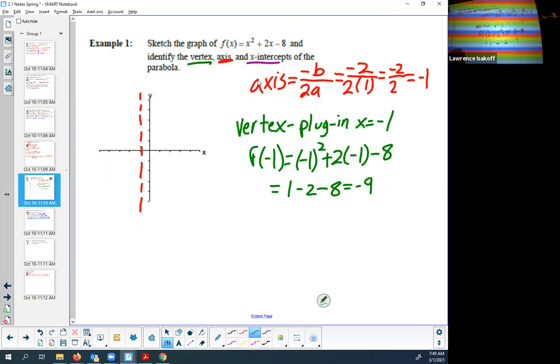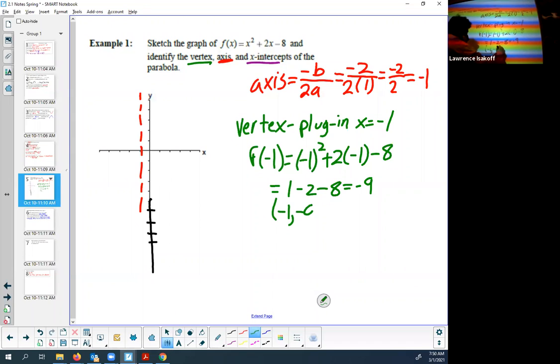So, that is going to require a lot more space than we have here. So that's 1, 2, 3, 4, 5. Let's extend this down. 6, 7, 8, 9. That looks close enough to evenly spaced. So my vertex is negative 1, comma negative 9, and that will be this point right here. Let's send that axis of symmetry.